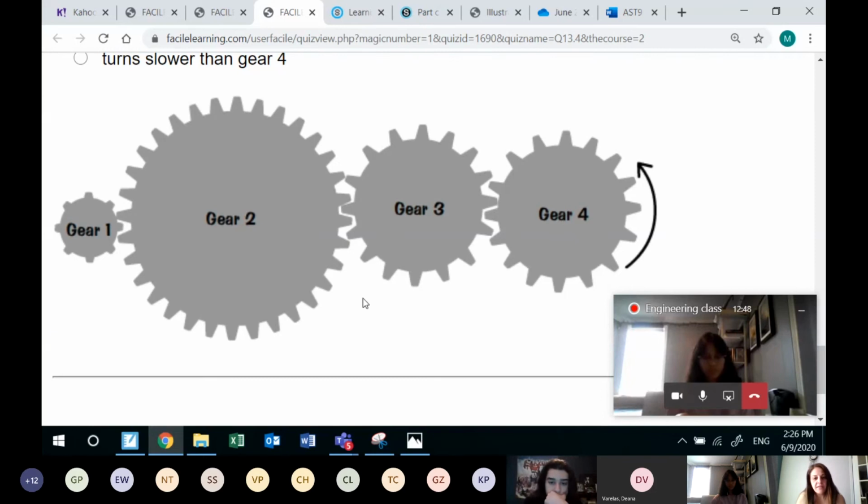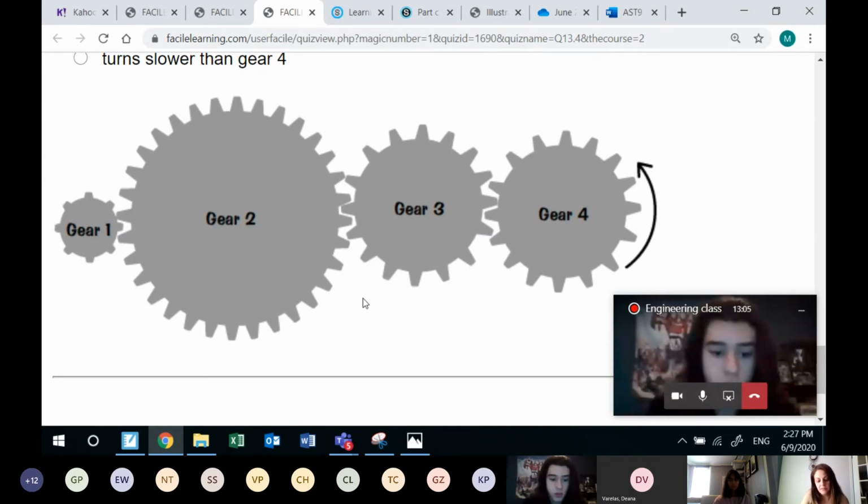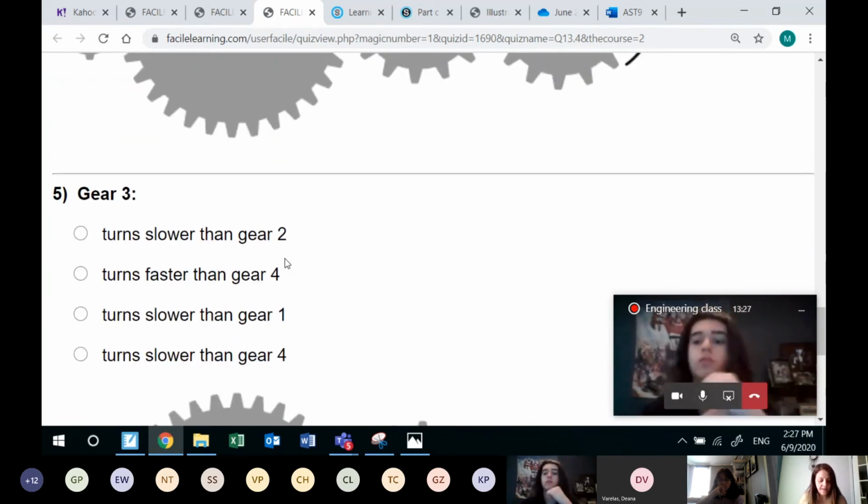So question for everyone. Which gear is going at the same speed as gear 3? Let's see your answers. Which gear is going at the same speed as gear 3? Yeah. Excellent. And yes, very good. All right. Name a gear that is going faster than gear 3. Yes, very good. Good. Yes.